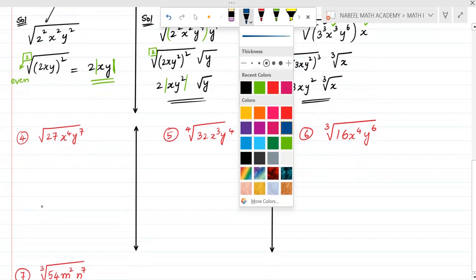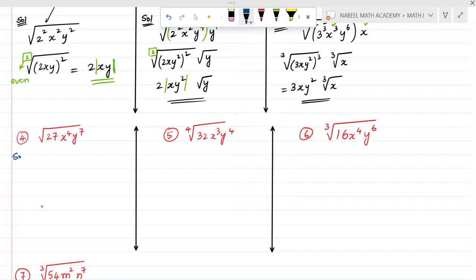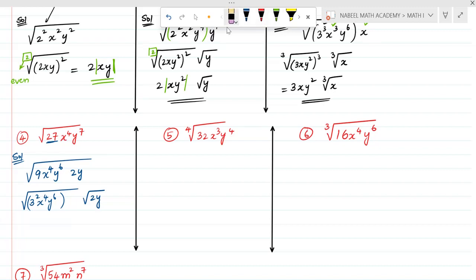The next one we will have the square root of this one. So it is a square root. How will you write it? This one, square root. So I write this one as 27. I can write it as 9 into 2. So this is 9 into 2, and multiple of 2, therefore x power 4 as it is, and y power 6 into y. I can split this first. After that, I write this one as what? 3 power 2, x power 4, y power 6 into 2y. I just separated this root.